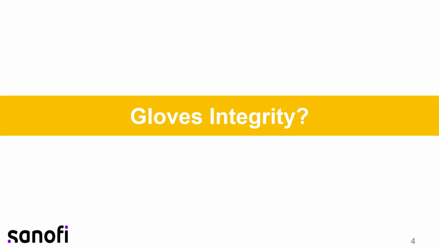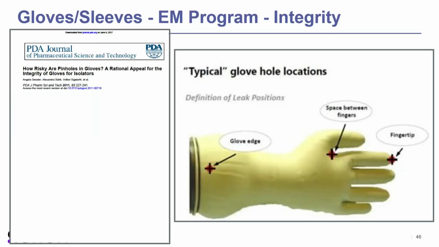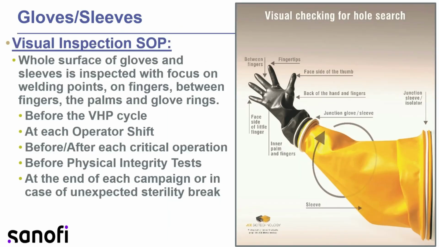Glove integrity is now the second evaluation. Here you have an example from one very important publication on the criticality of gloves, with the presence of pinholes and different critical locations of the pinholes. Here you have an example of control with a visual inspection procedure.